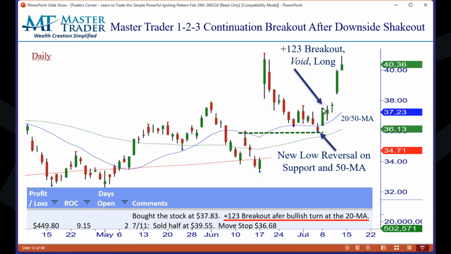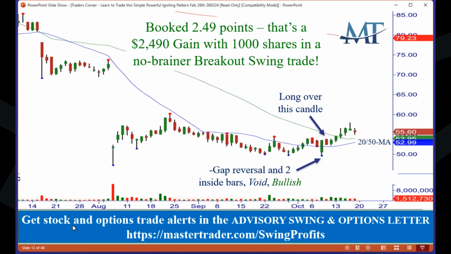So here's my wide range bar closing breakout. Here's my inside bar. You buy over the high of those two bars, which was on this bar right there, and manage in between. Look, 1, 2, 3 breakout after bullish turn at the 20 MA. It's right there in black and white. 2-day swing trade. And there are the results.